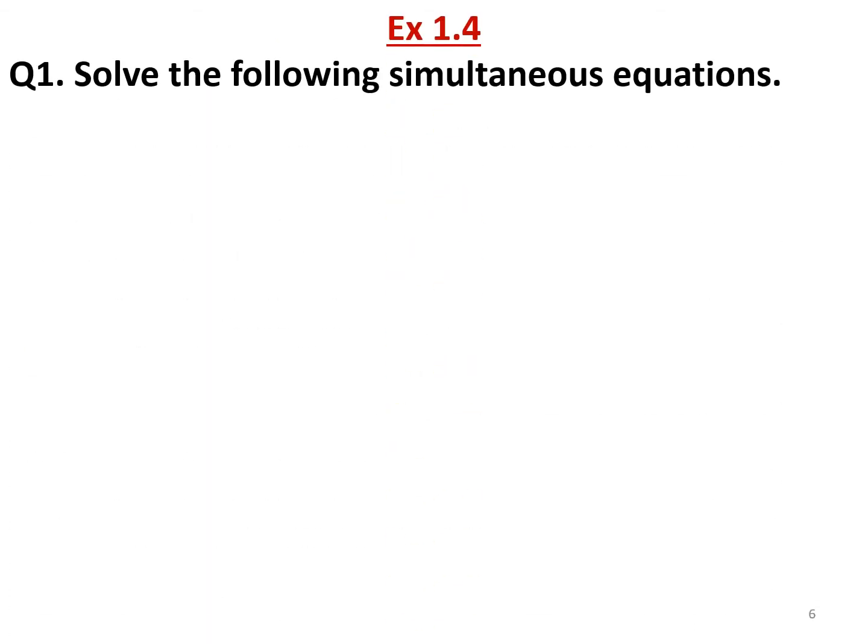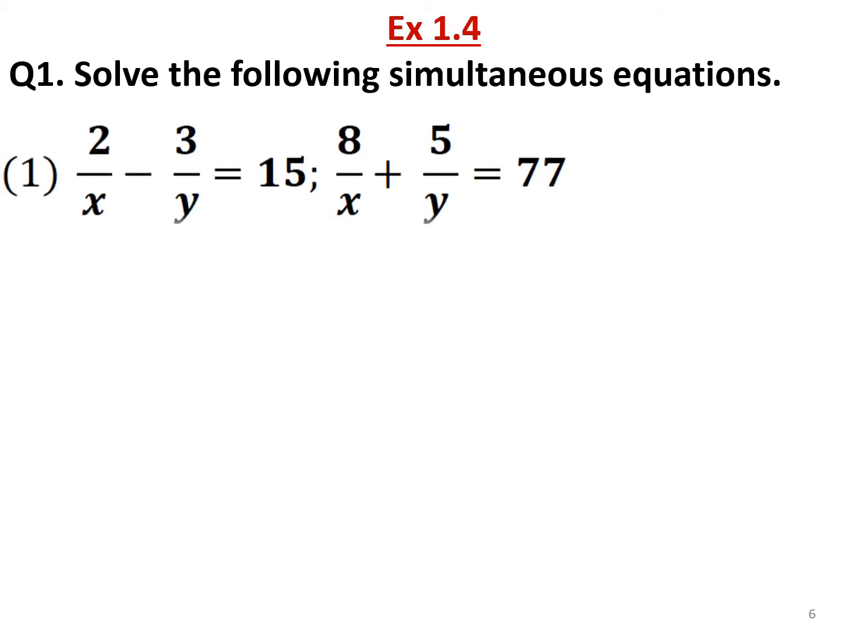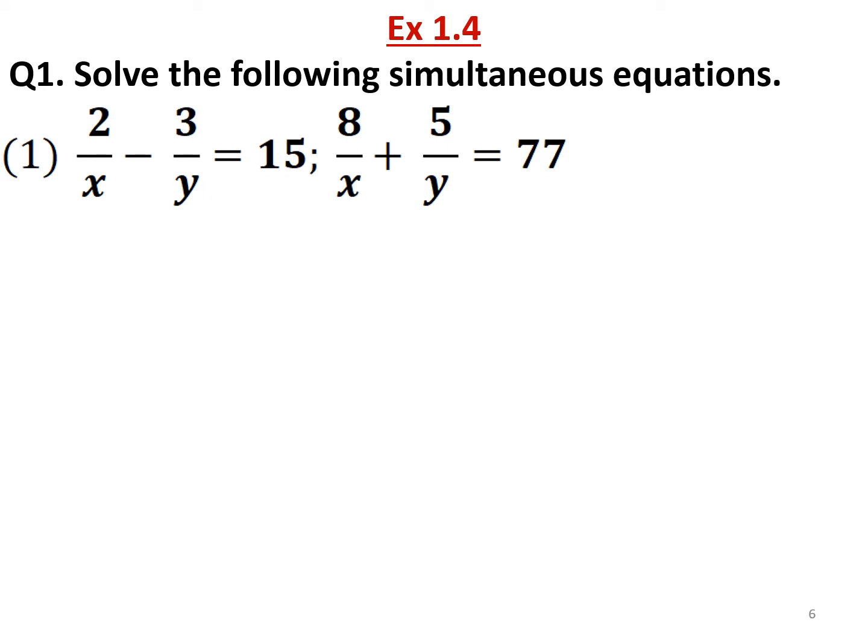Exercise 1.4. Solve the following simultaneous equations. The first question, 2 upon x minus 3 upon y is equal to 15. 8 upon x plus 5 upon y is equal to 77. Let's first give the equations numbering.